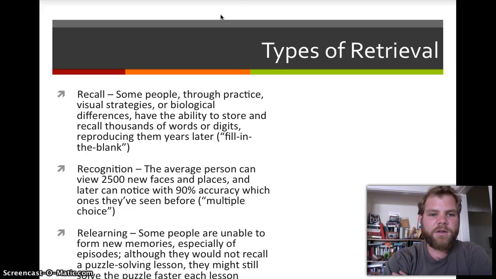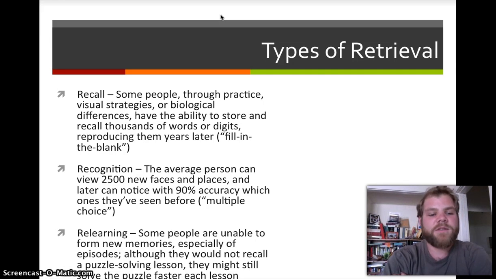Recall is when some people, through practice, visual strategies, or biological differences, have the ability to store and recall thousands of words or digits, reproducing them years later. This is like the fill in the blank, where you're just bringing it out of your memory with nothing in front of you to elicit that from you.